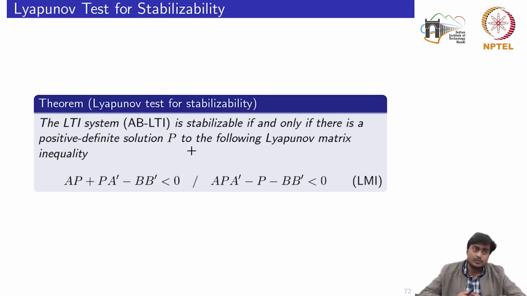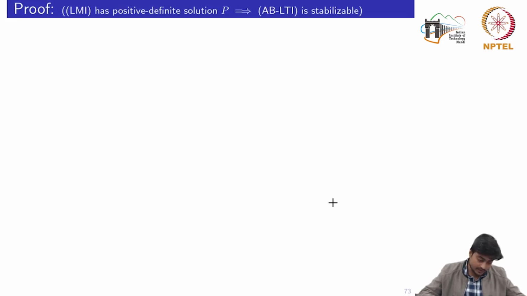The last test is the Lyapunov test for stabilizability. It says that the system is stabilizable if and only if there is a positive definite solution P to the following Lyapunov matrix inequality. Okay, so this is in the continuous time and this is in the discrete time domain, if we are having this pair AB coming from the discrete time system. And we term this an LMI, which is a linear matrix inequality. So let's see the quick proof for this result.